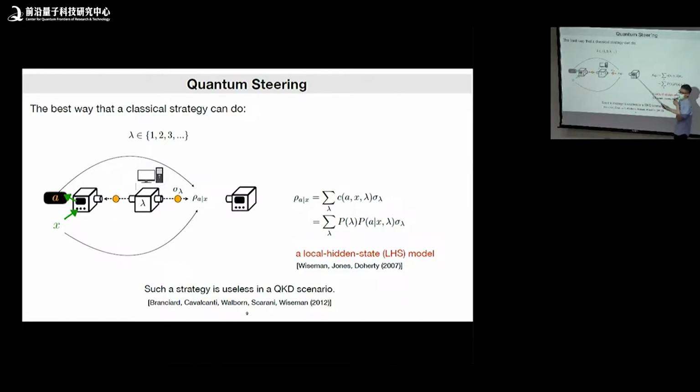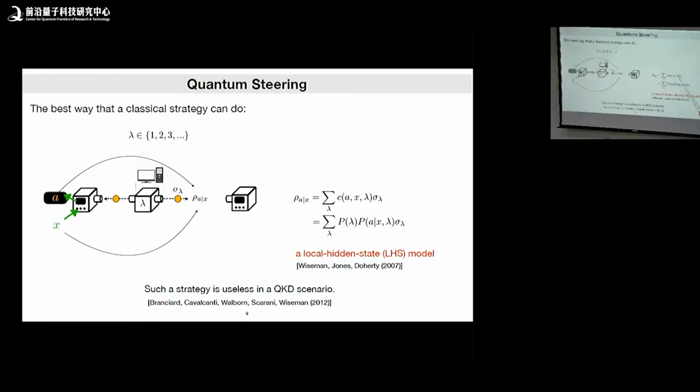So if Bob does not know Alice's measurement choice, X and A, then what he receives is just the state sigma lambda. But if he knows the information about A and X, maybe Alice just sends this information to Bob, then he can update his states from sigma lambda to rho X. Mathematically, it can be written down by this equation.